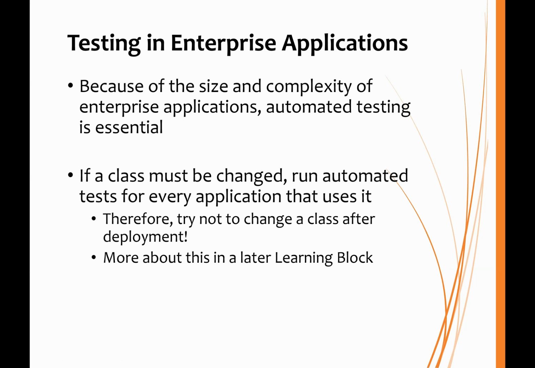And it's not just the class that you're working on that you should check, but you need to run the whole suite of tests for the entire application. Because if you make a mistake in the one class that you're changing, that might have some knock-on effect elsewhere in the application. Using automated testing will make the running of all the tests for the entire application much easier to do. Of course, where possible, we try not to change a class after it has been deployed to the live system, and we'll talk more about this in a later learning block.